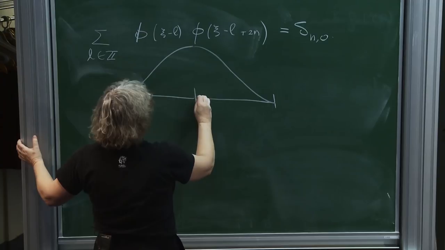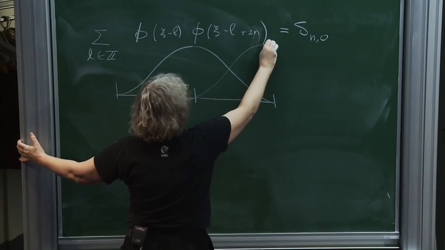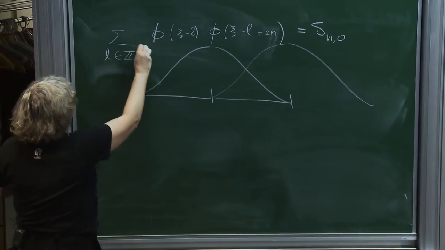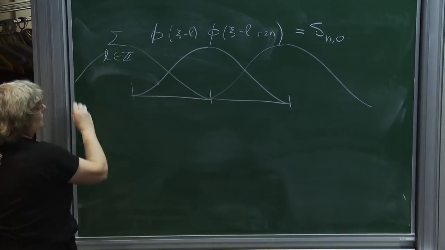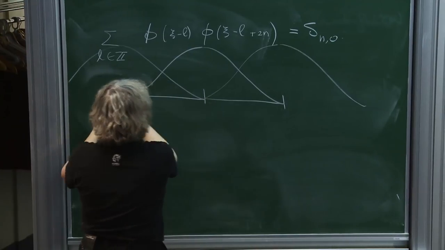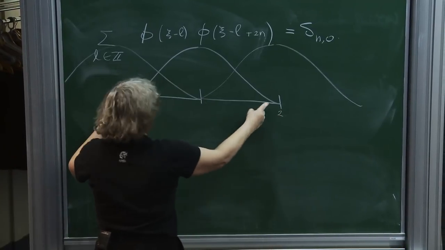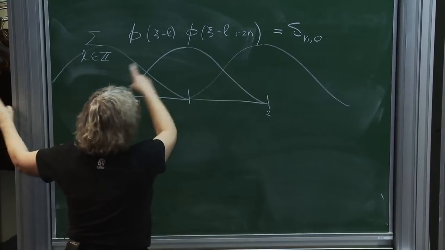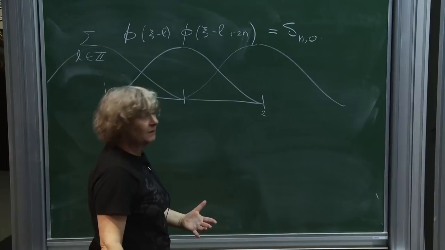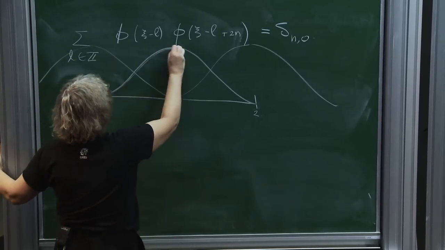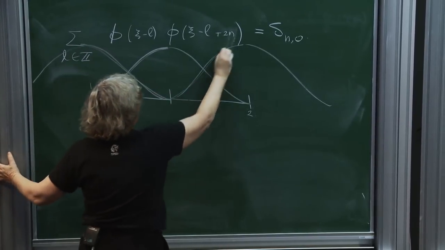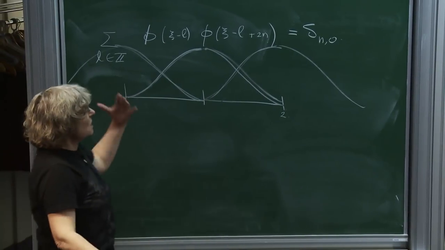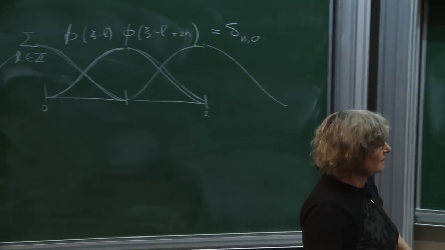and you translate and so on, you see that you only, on every interval, have to be concerned if the function is supported here from 0 to 2 with what happens here. Because as soon as you translate by more than 2, you have no overlap. And here you have a sine squared and a cosine squared, and a sine squared and a cosine squared, and things add to 1. So it's very easy to construct it.